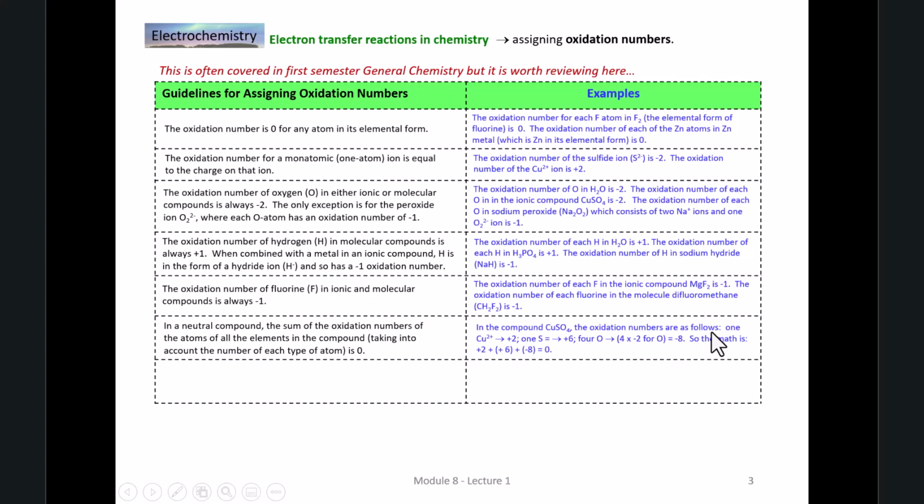Now, copper sulfate has one copper 2 plus ion, and that of course would have a +2 oxidation number. It has one sulfur atom with a +6 oxidation number, and it has 4 oxygen atoms, each one with a -2 oxidation number, and there's 4 of them, so that gives -8. So we get +2 from the copper 2 plus, +6 from the sulfur, -8 from the oxygen. So the math here is +2 plus +6 plus -8 equals 0.